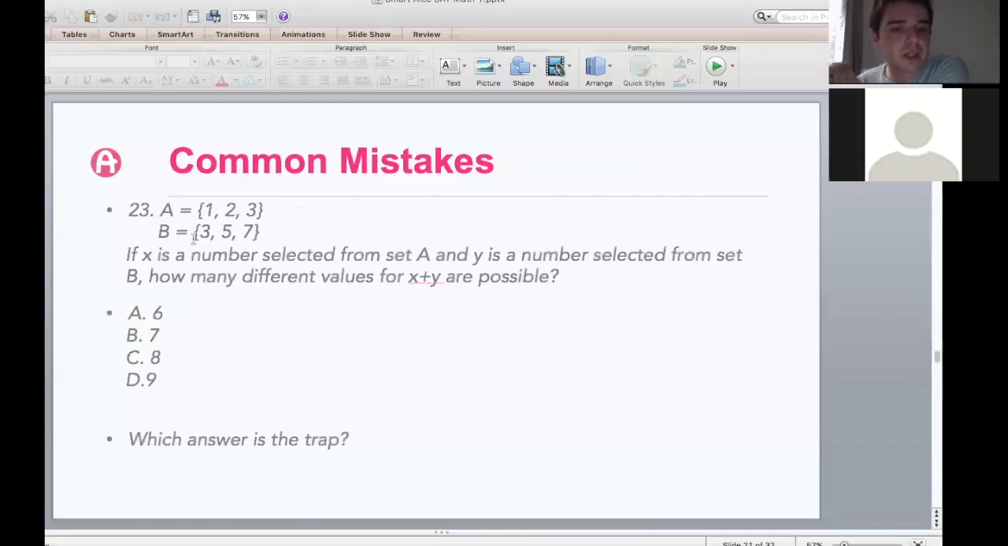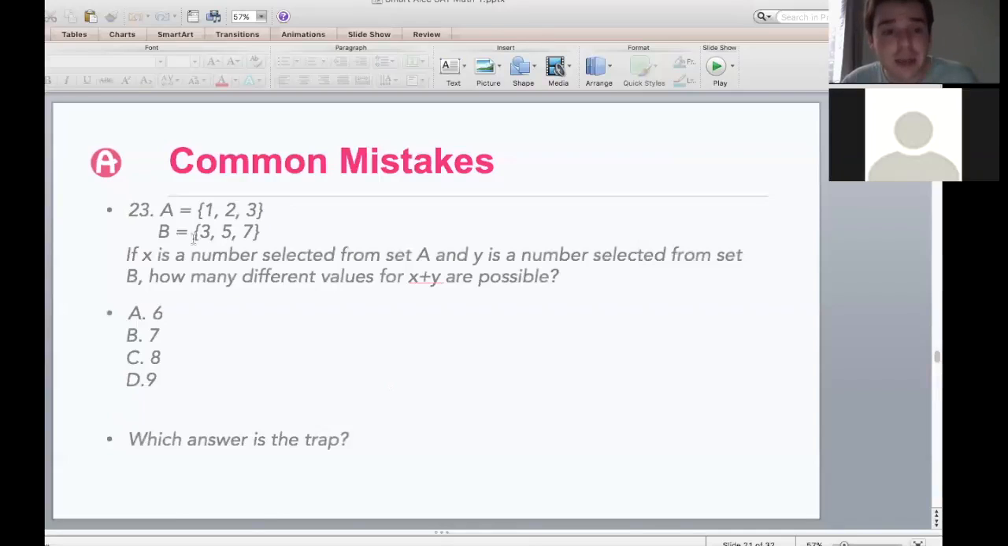Another example, 23, so slightly harder. If X is a number selected from set A and Y is a number selected from set B, how many different values for X plus Y are possible? So take a second to think about it, and think about which answer do you think is the trap? In other words, which answer do you think the test makers are putting because they expect kids to put that one and get it wrong? Just take a second.